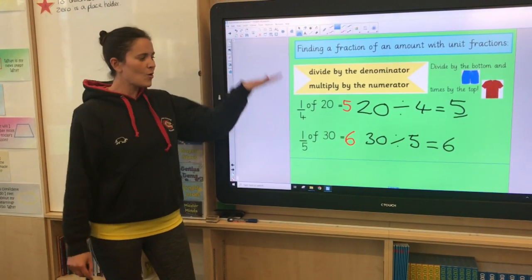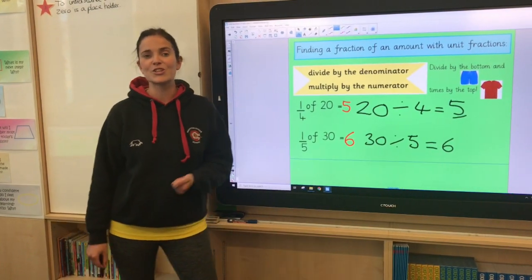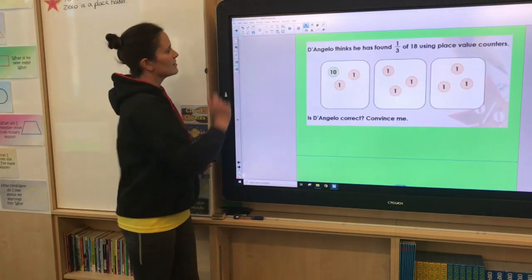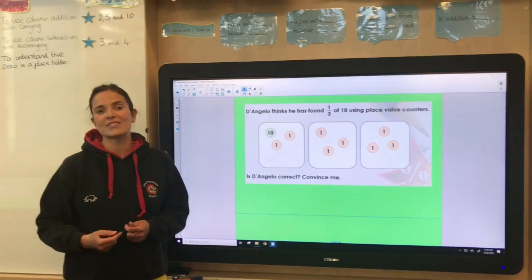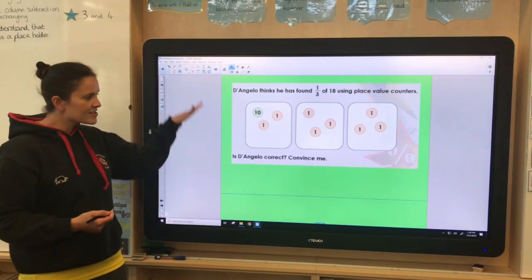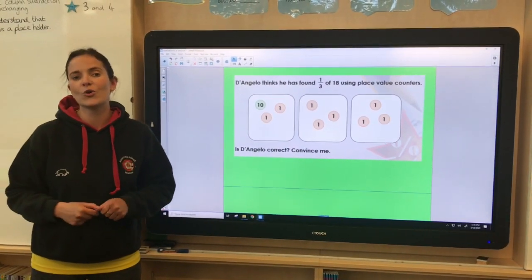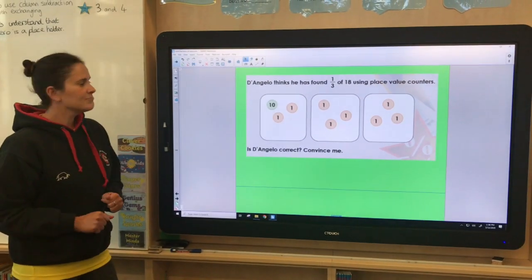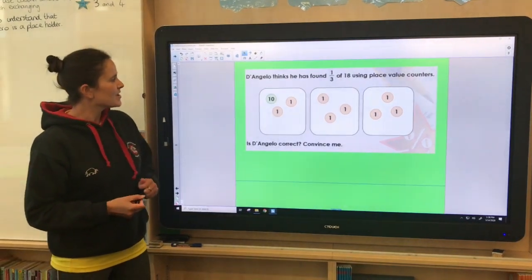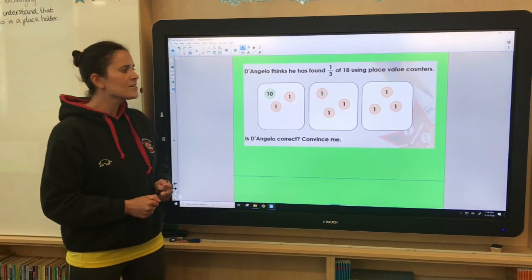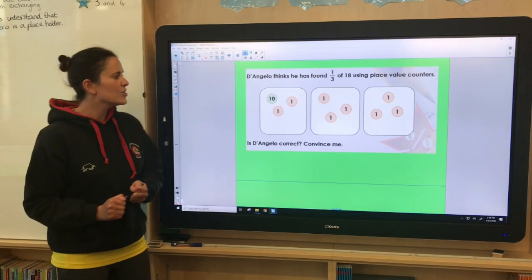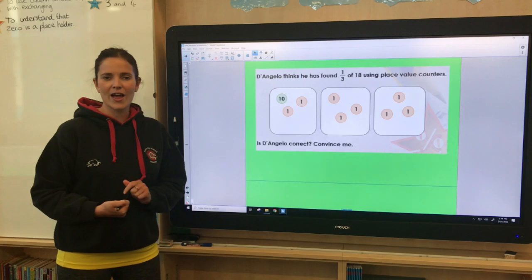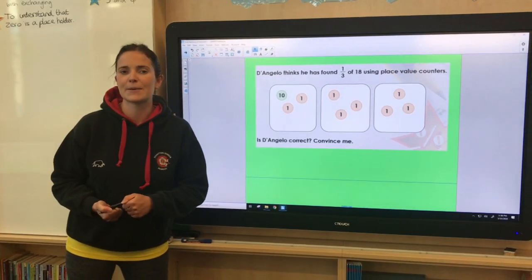Okay. That was a bit of revision of the skills that you learned yesterday. And now we are going to apply some of those skills to some reasoning questions. And these are the kind of questions that you have on your worksheet on our website for today. This first question says, D'Angelo thinks he has found 1/3 of 18 using place value counters. Is he correct? And then you have to convince me.